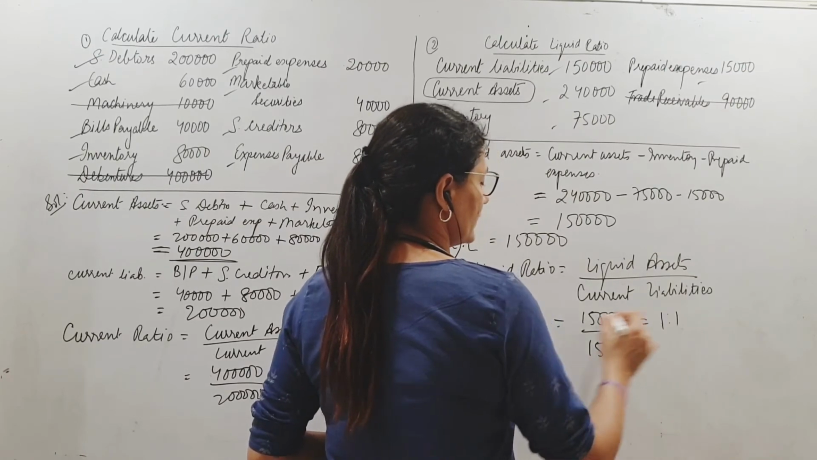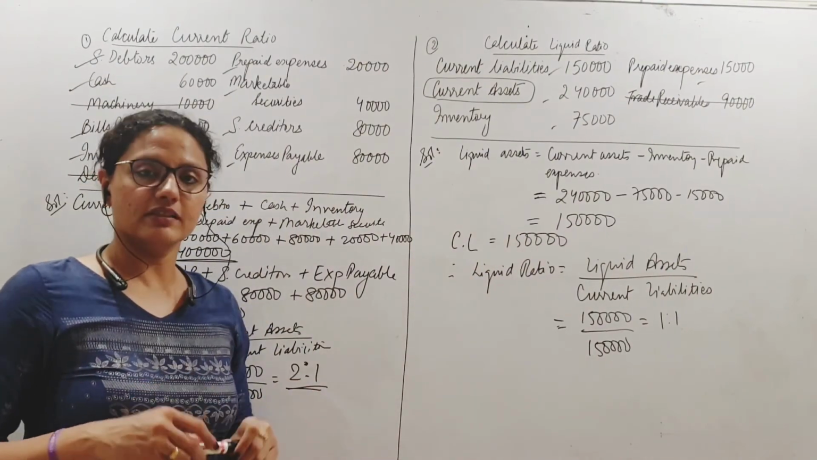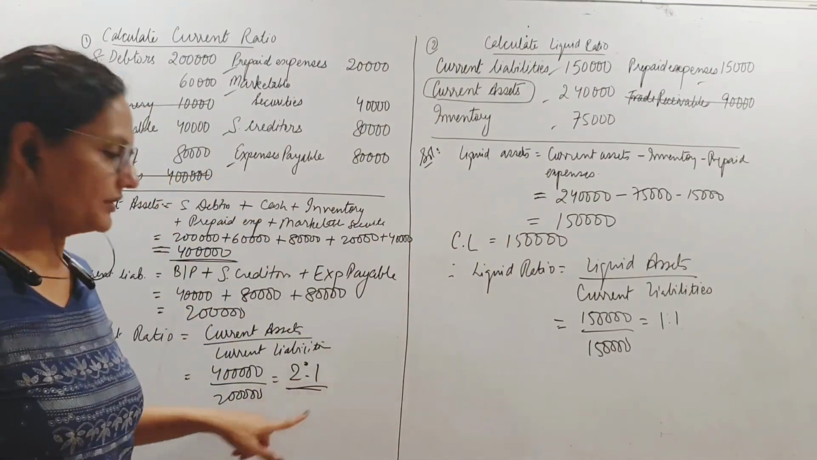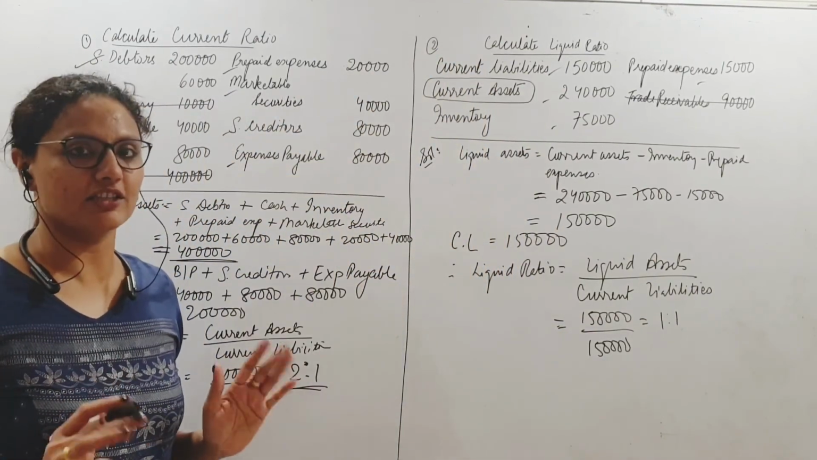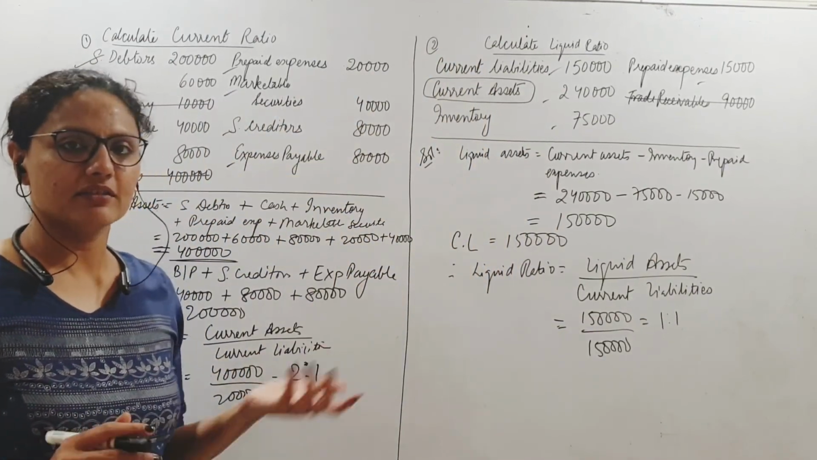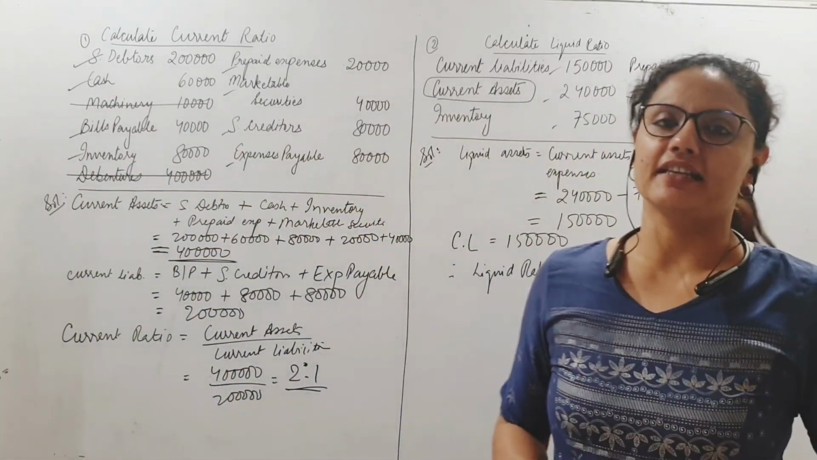Matlab 1:1. Again, meaning both are ideal ratios, isn't it? Current ratio, ideal ratio is 2:1 and 1:1 is ideal liquid ratio. Jitna hona chahiye utna hi. Clear about it? Absolutely easy? Yes. You will find it easy, you will find it interesting also.